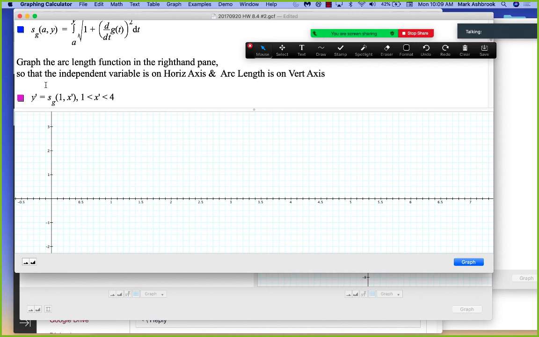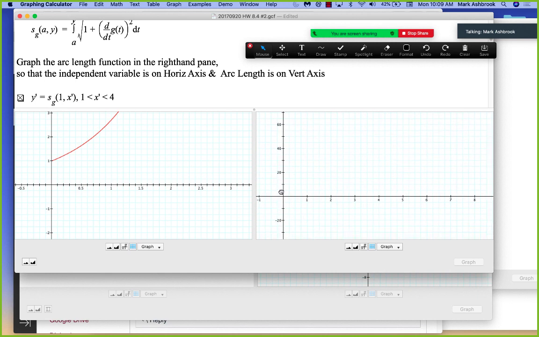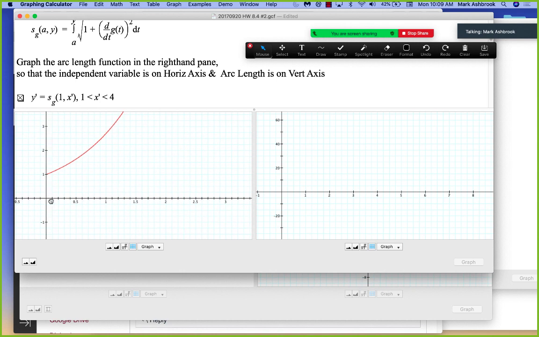So let's take a look. And so what will it look like? What will the arc length function look like? So before I turn that on, let's predict. Because I have the y prime and x prime in a command line, it's opening up this new window pane, but I haven't turned the graph on yet. So what will it look like? Where will it start? What will it do?